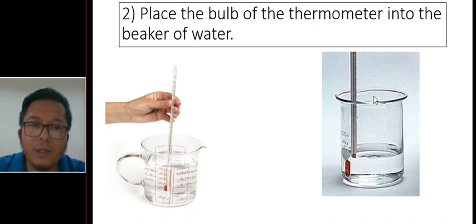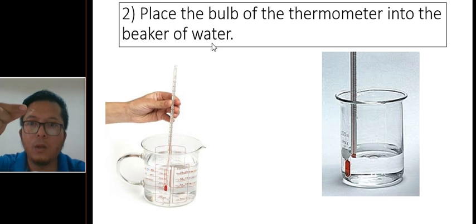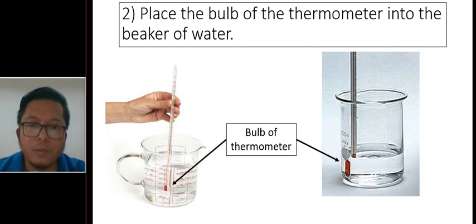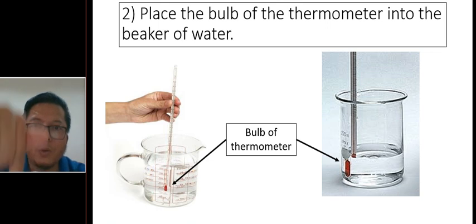This on the right is called a beaker. This is a beaker. Now this is a thermometer. Place the bulb of the thermometer into the beaker of water. So the first one is hold the stem, then put it in the beaker of water. And maybe it's a cup, it's no problem. But in science, you use a beaker. Bulb of the thermometer inside the water. If you want to measure water temperature, put it inside.